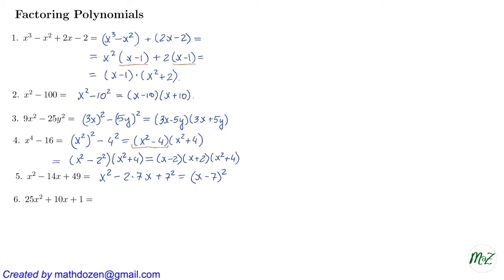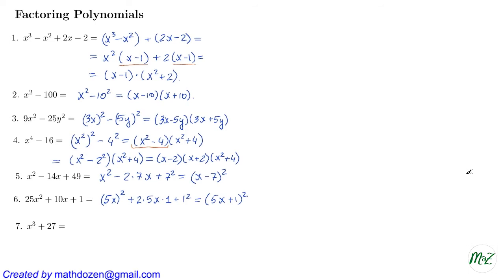Likewise, this example, 25x squared plus 10x plus 1, is the same as 5x, all of that squared, plus 2 times 5x times 1 plus 1 squared. So here we have the square of the first, the square of the last, and twice the product of the two terms. That must be the square of 5x plus 1.